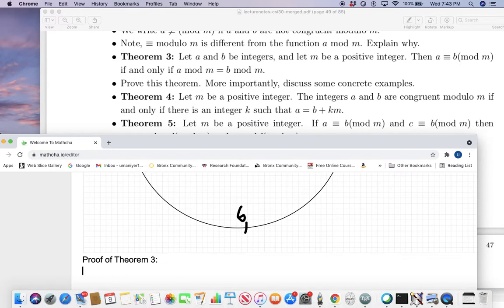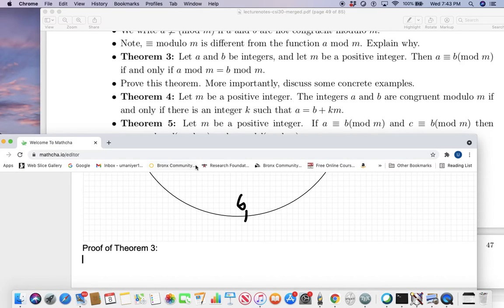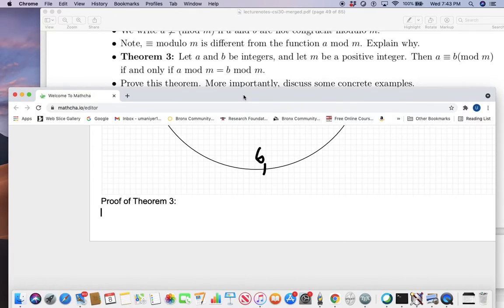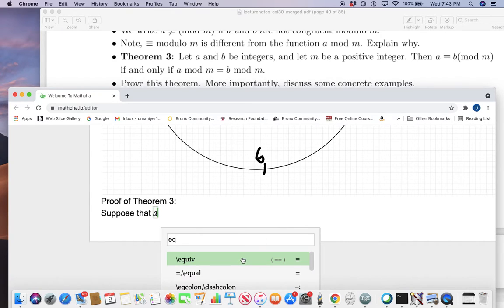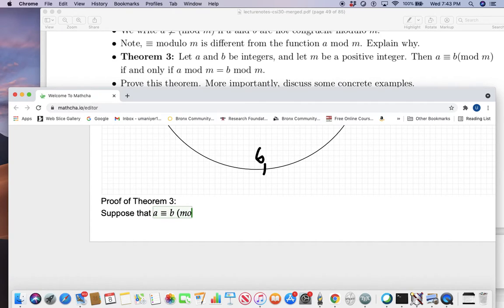Okay. So, if and only if. That means you want to start with one side as a hypothesis, prove the other, and conversely. So let's assume, suppose that a is congruent to b modulo m.